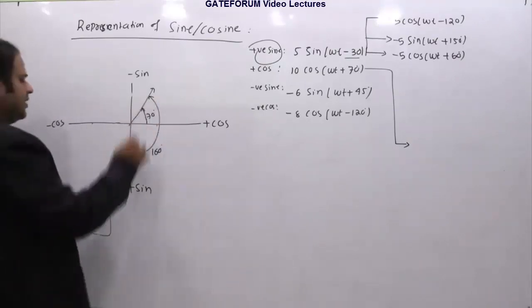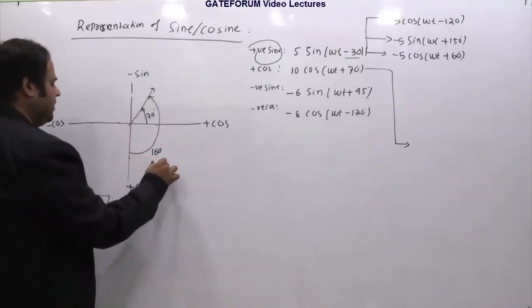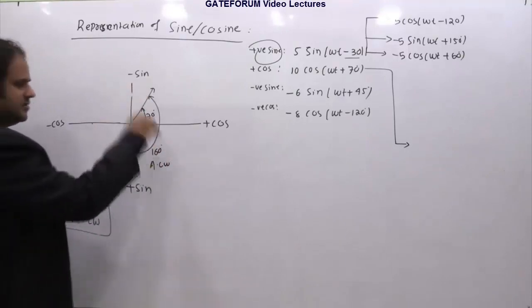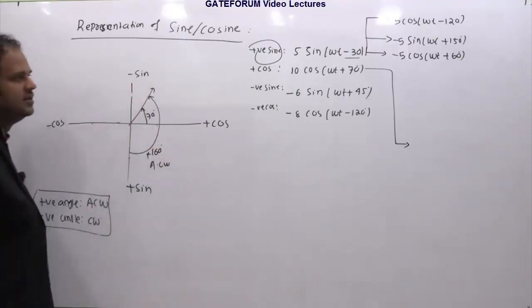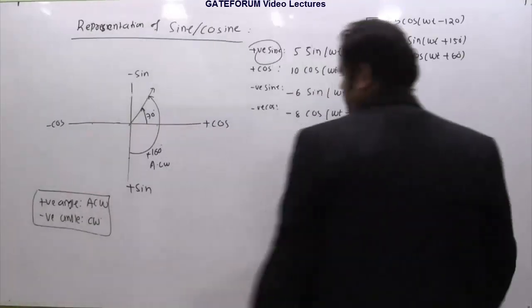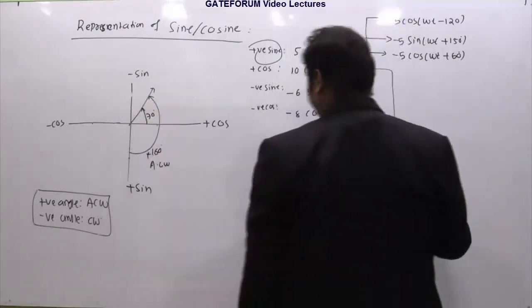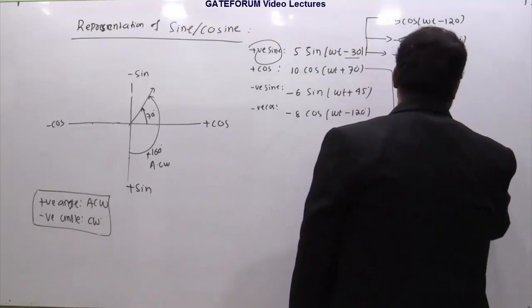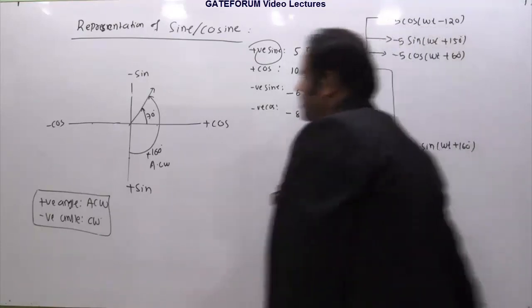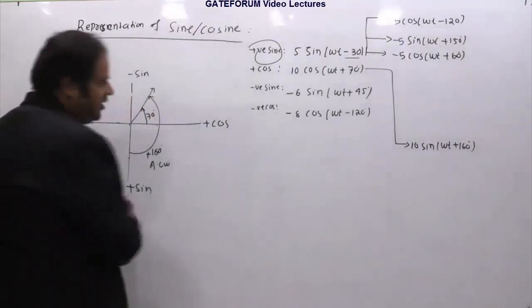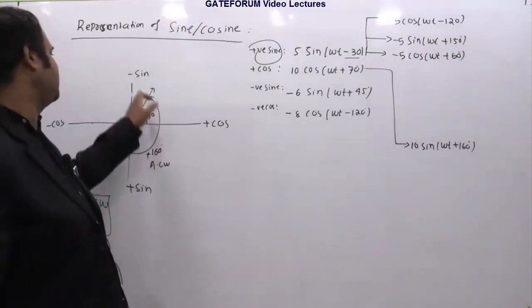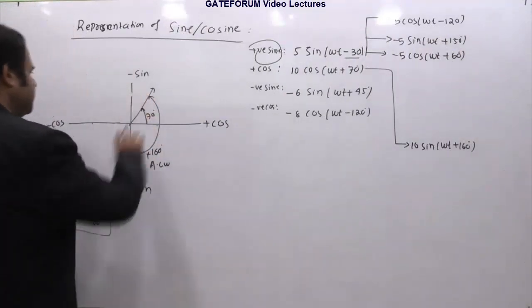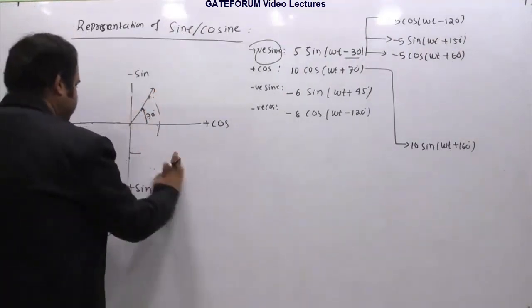So from here you are moving in the anti-clockwise direction, right? Clockwise would be in this way. This is anti-clockwise, so this would be plus 160. So this can be written as 10 sine of omega t plus 160 degree. To cross check, you move to positive sine and move 160 degree in the anti-clockwise direction, and you will definitely reach here. So this is with respect to positive sine.